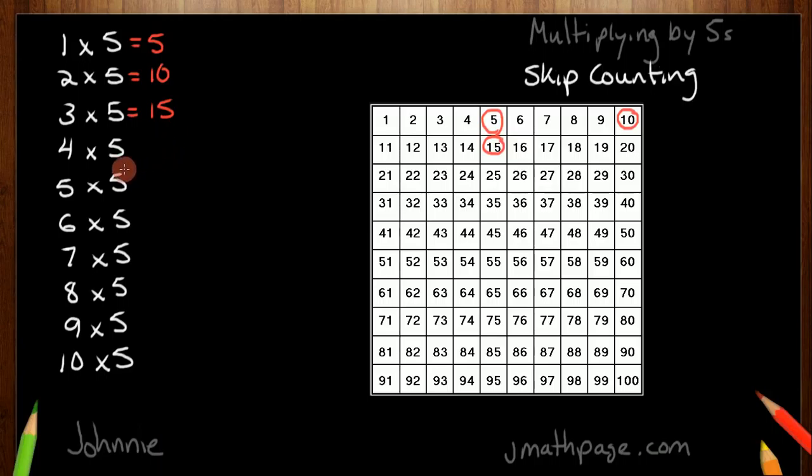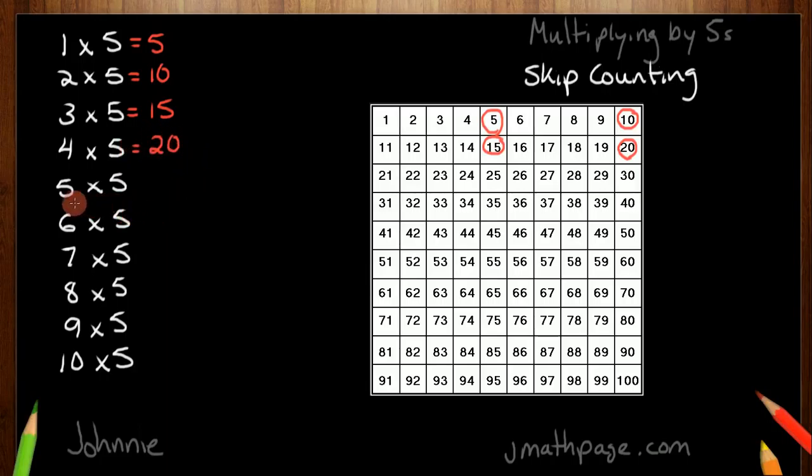Let's go to the next one. 4 times 5. So let's skip count by 5 4 times. I've done this once, twice, 3. I need to add one more now, right? So let's add on. 1, 2, 3, 4, 5. I've skip counted by 5 again, and I arrive at 20. So this tells me that skip counting by 5 4 times takes me to 20.